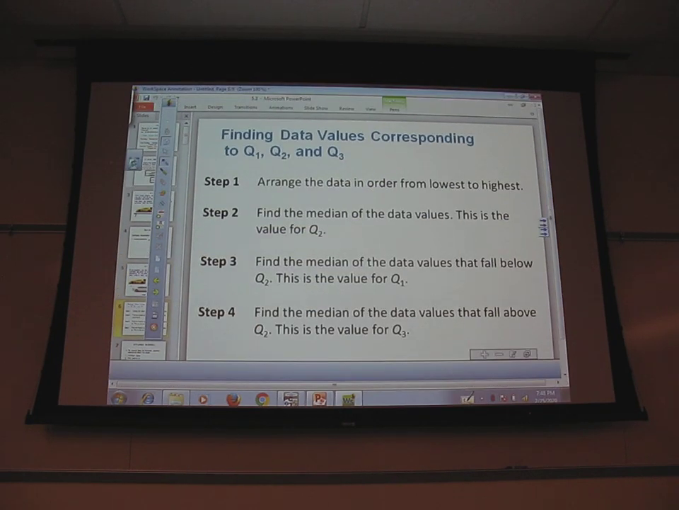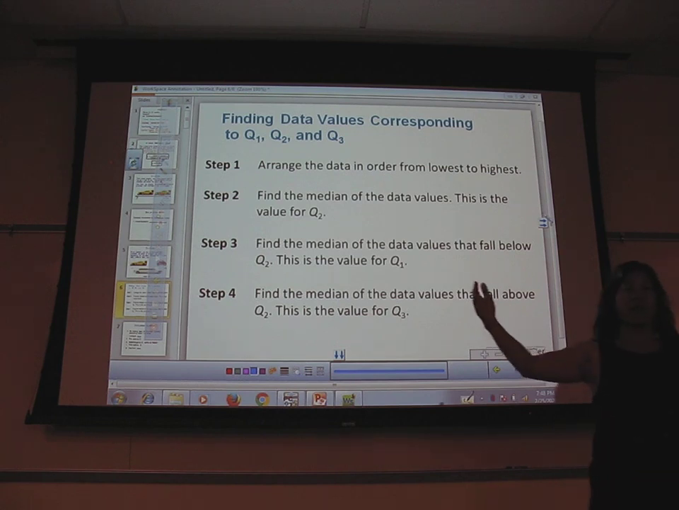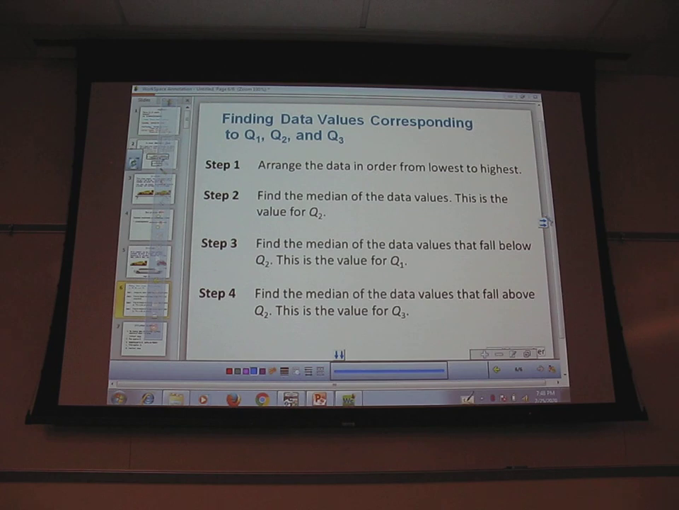Q1, Q2, Q3. Do you guys remember those? So first you put your data perfectly in order, and then you split it perfectly in half. The lower half and the upper half. You find the median of the lower half, that's your Q1. You find the median of the upper half, that's your Q3. And the median of the whole thing, that's your Q2 or your median. The median of all of it is the same thing as Q2.